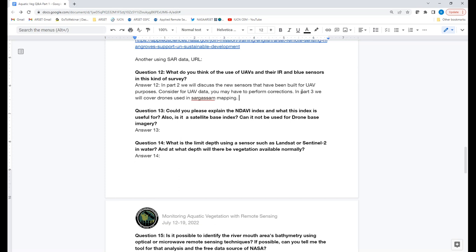So in the next one, what is the NDAVI index and what is it useful for? And is it a satellite-based index? It was developed for satellites. The NDAVI is particularly useful for seagrass monitoring.